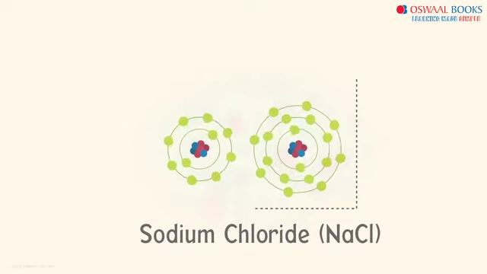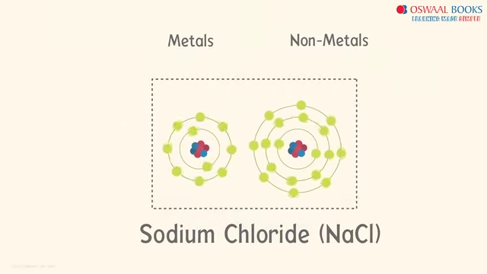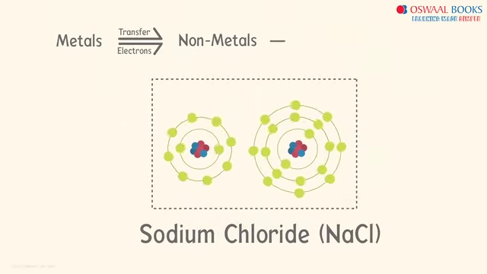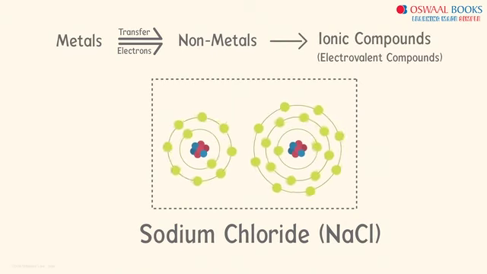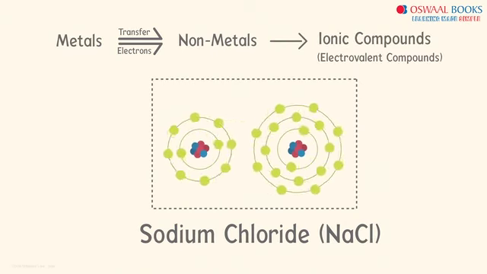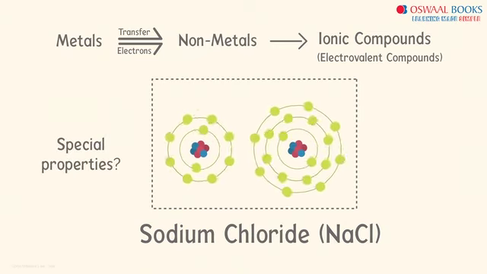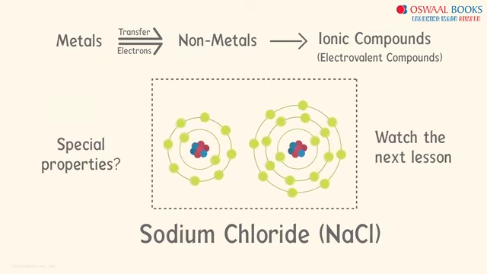The compounds formed by the transfer of electrons from a metal to a non-metal are known as ionic compounds or electrovalent compounds. What's so special about these compounds? Do they have any special properties? Watch the next lesson to know more.